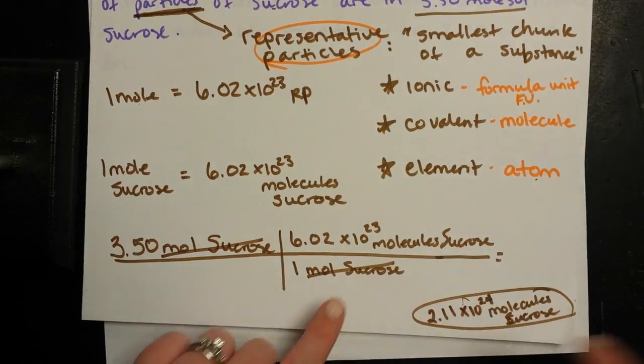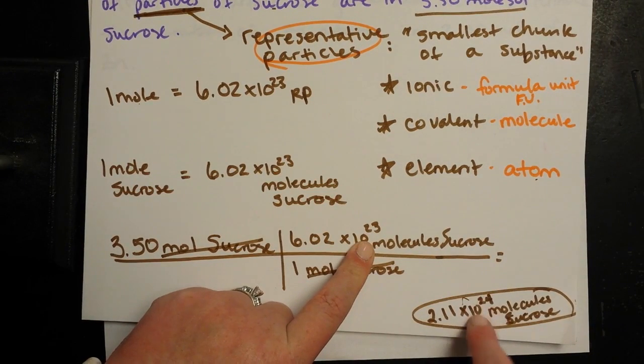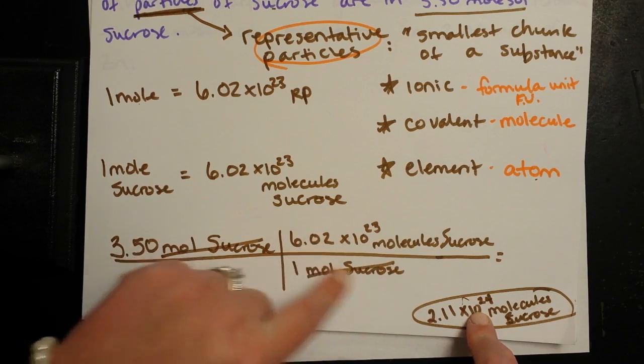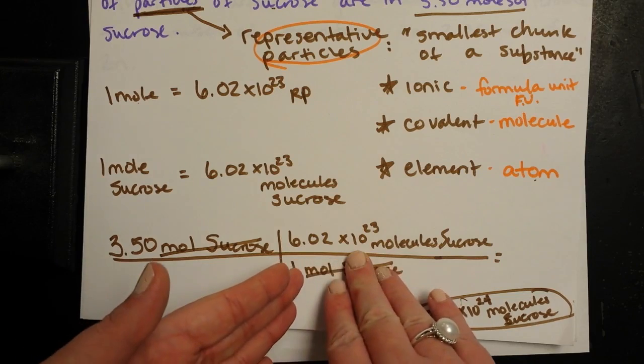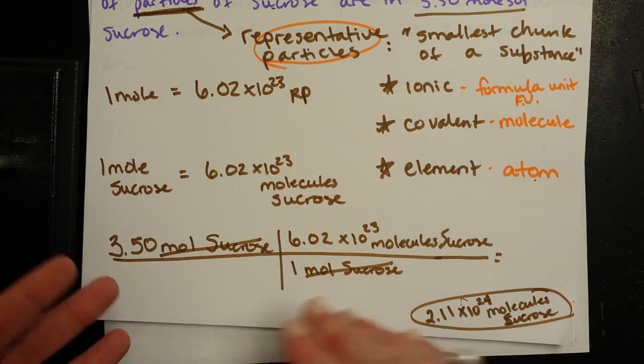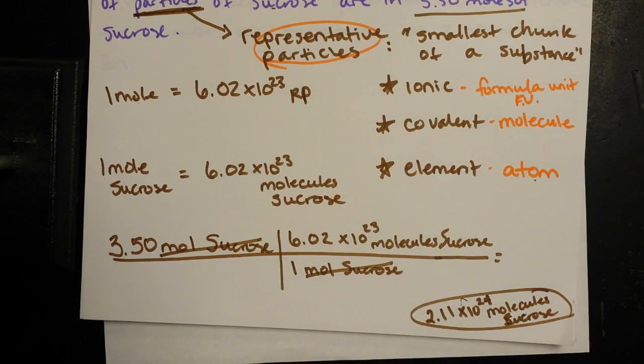You'll notice by the exponents that I've got a larger number of molecules of sucrose than there are in 1 mole. Well, I've got 3.5 moles. So really all I did was take Avogadro's number and multiply it by 3.5, the same way that we did with the roses.